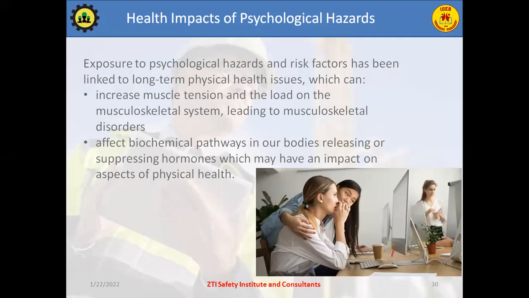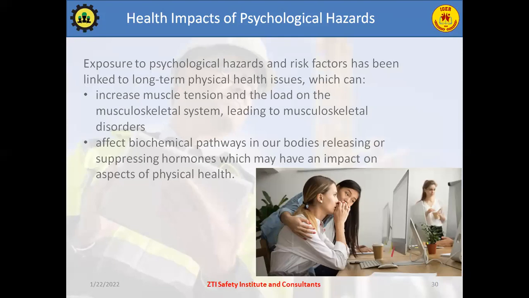So if an assessor or a consultant is assessing the ergonomic condition, he has to give some weightage to, and take care to assess, the psychological hazards also, in addition to the ergonomic hazards in the workplace, because they are linked with the ergonomic hazard. They also affect biochemical pathways in our bodies, releasing or suppressing hormones, which may have an impact on aspects of physical health.